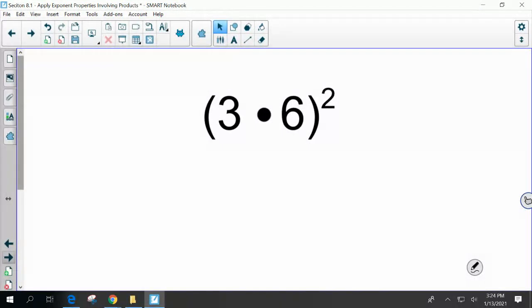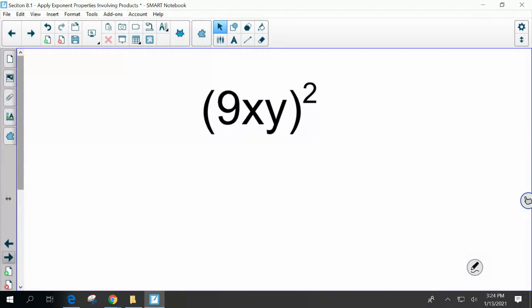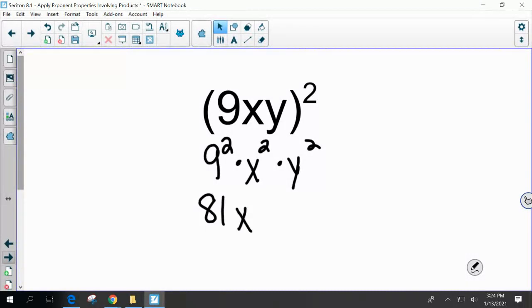Okay, 3 times 6 raised to the 2nd power. You'll distribute that square. So 3 squared times 6 squared. Okay, now we're going to get a little more difficult with variables. So 9xy raised to the 2nd power. We're going to distribute the 2nd power to all 3 terms. So 9 squared times x squared times y squared. Then we can actually calculate 9 squared. So we would get 81x squared y squared as our answer.